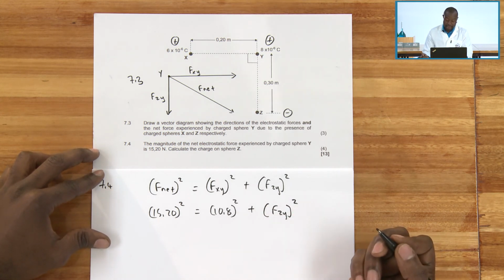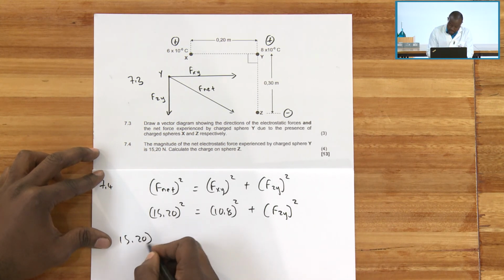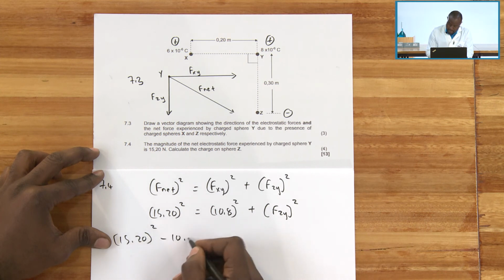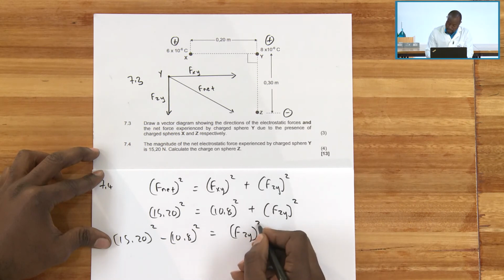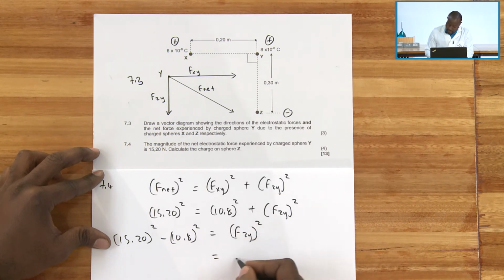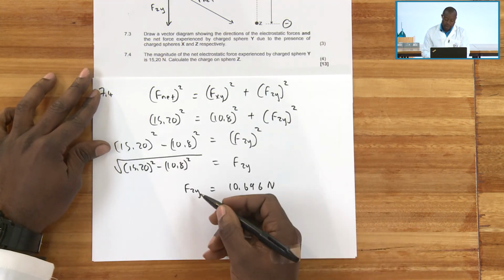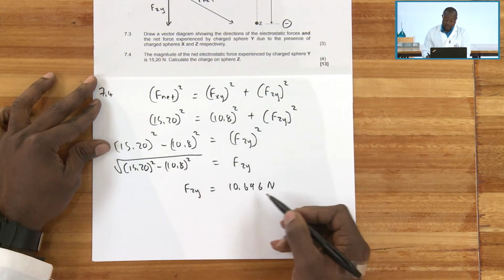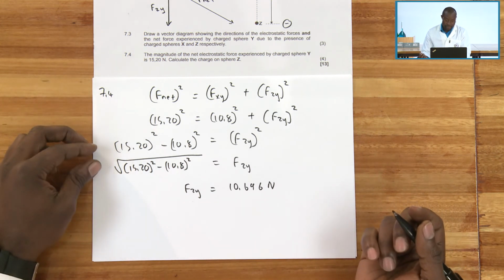So we can simply rearrange this and say that 15.20 squared minus 10.8 squared is going to be equal to our Fzy squared. And we'll say Fzy is going to be equal to the square root of 15.20 squared minus 10.8 squared. So our final answer for Fzy is going to be equal to 10.696 newtons. But we are not yet done, so we still need to find the charge on sphere Z.